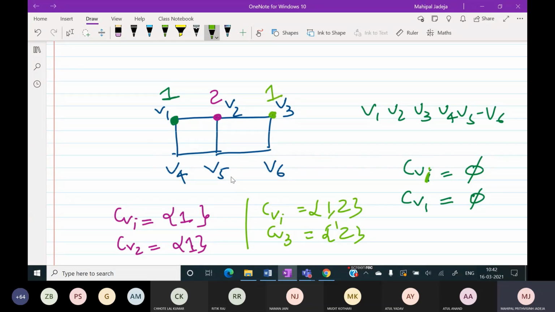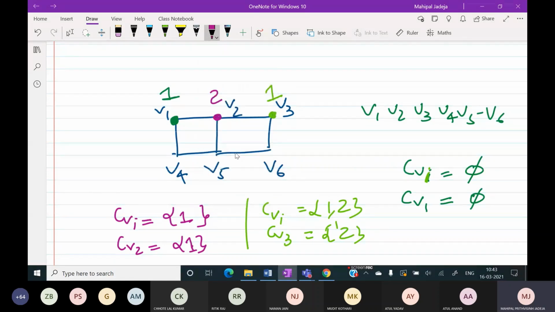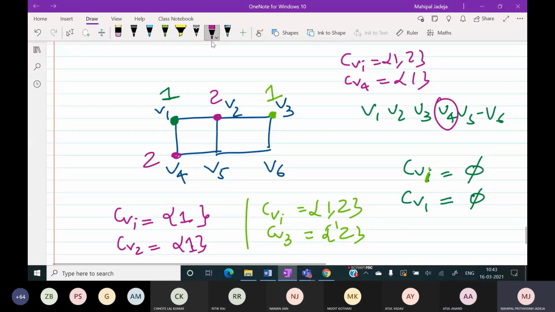Now I will go further in the sequence. Now I will be talking about V4. For V4, CVI is 1, 2, because so far I have used only 2 colors. And what can you say about CV4? It is 1. Right? So which color should I assign here? 2. Right.